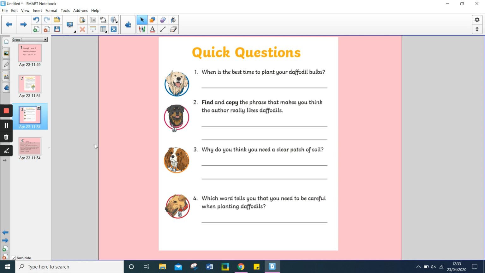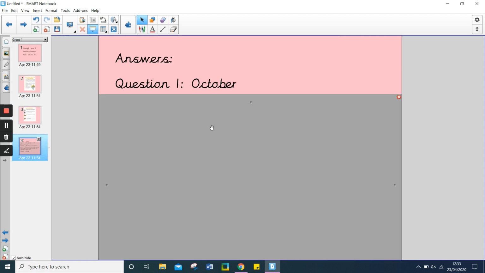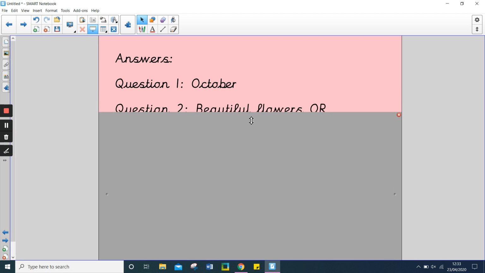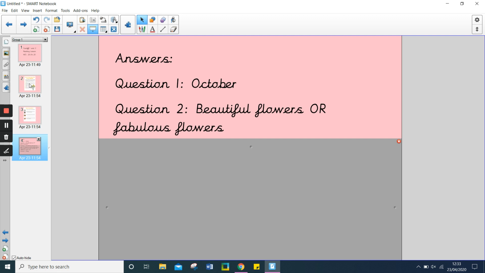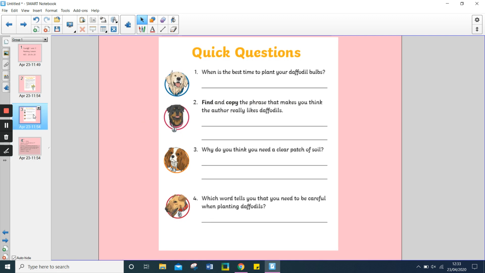Now remember, Year 3, a phrase is part of a sentence. So it's not a word on its own. It's not a full sentence. It is part of a sentence. So let's have a look at what the answer is. So for question 2, you can have either beautiful flowers or fabulous flowers. Okay, let's have a look in the text and see if we can find it.